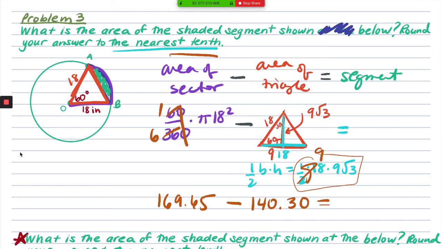So we just have to subtract those. 169.65 minus 140.3, and we get 29.35, which will round to 29.4. And this is units, inches squared. So the crust on this piece of pizza that's 1/6 of the whole pizza is 29.4 inches squared. That's how much pizza we're eating.